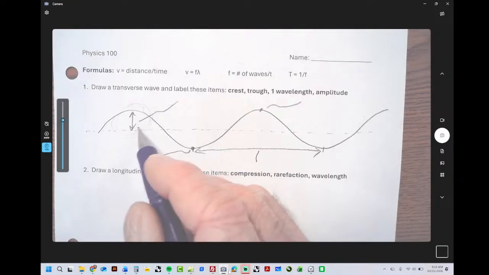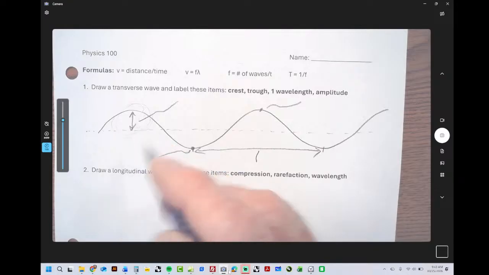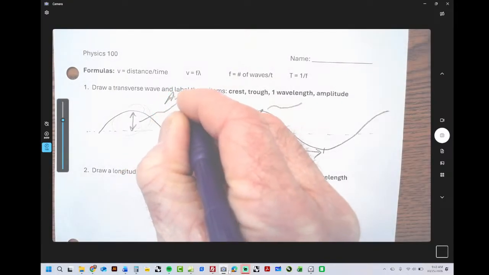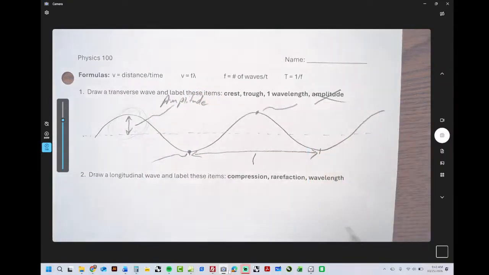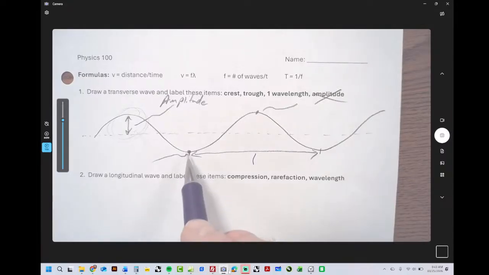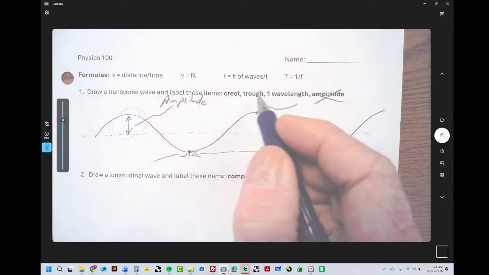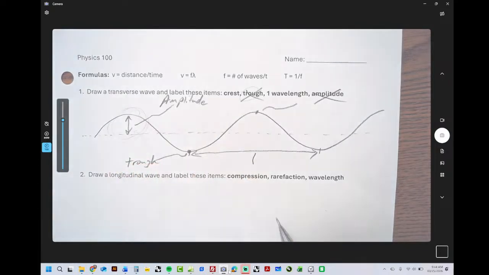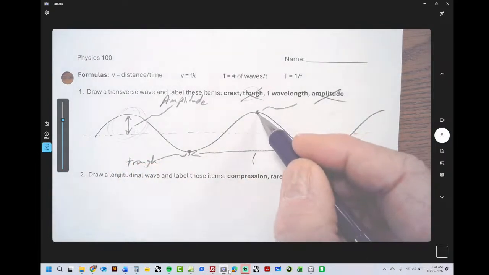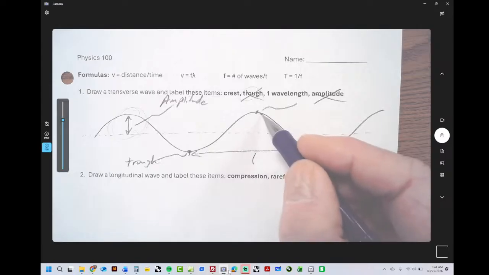Branston. What's this one? Isn't that the amplitude? Amplitude. And this one right here. Abigail. Abby, what's this one? Is that like the trough? And this one right here, the last one's going to be very easy. Crow. What's this one? That's the crest. Crest.